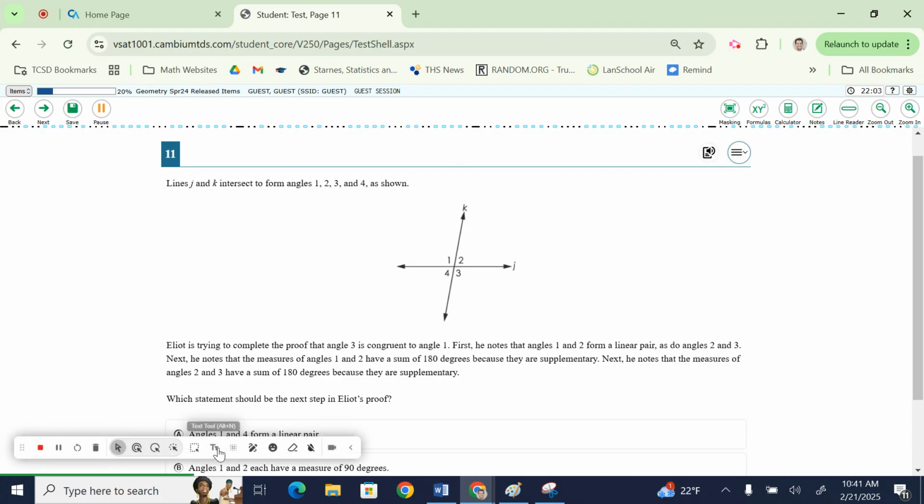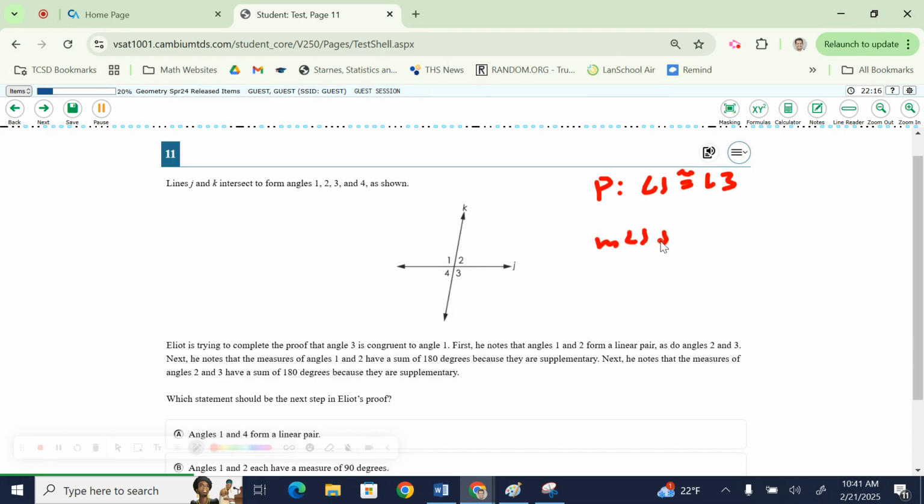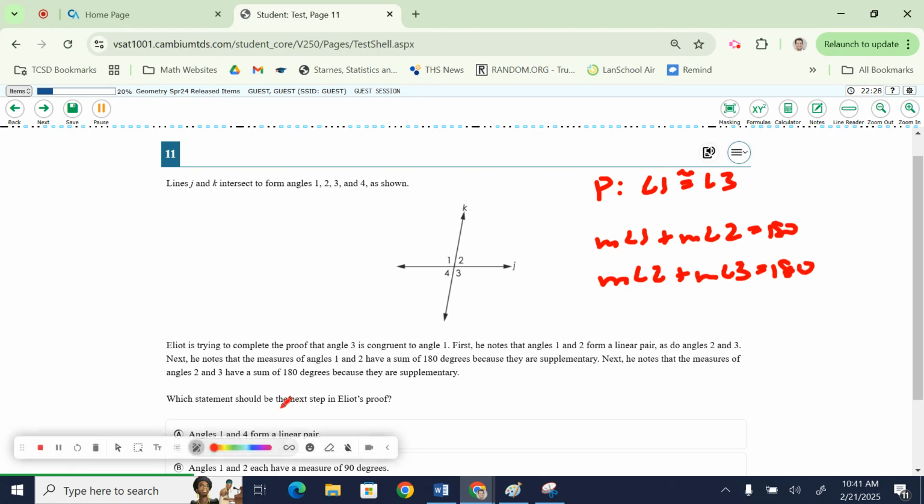Okay, so let's write down what he's saying, right? So he wants to prove that angle 1 is congruent to angle 3. And right now, he says that angle 1 and 2 form a linear pair, which means they are supplementary, which means they add to 180. He also says that 2 and 3 are a linear pair, so they also add to 180. So the question is, what should we say next?